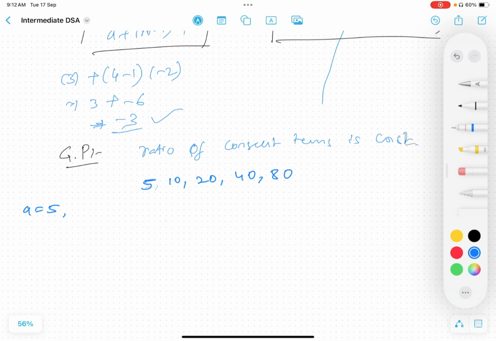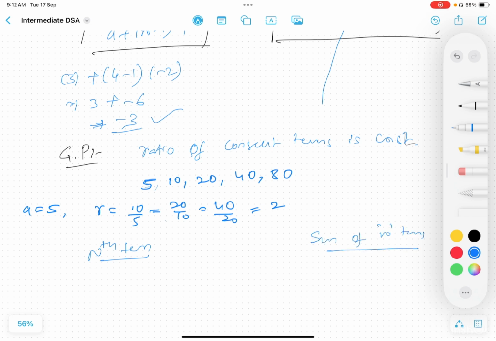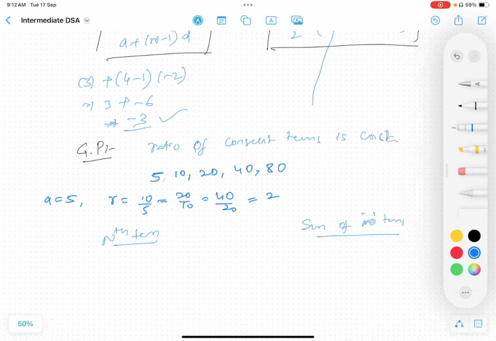Then the ratio is, if you see, 10 by 5 or 20 by 10 or 40 by 20, consecutive terms, it's 2. The ratio is 2. Okay, so the nth term would be, and the sum of n terms. These two we have to understand.